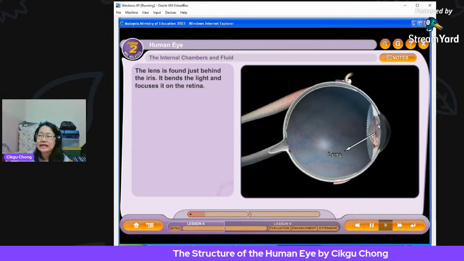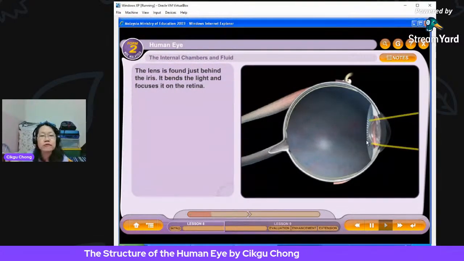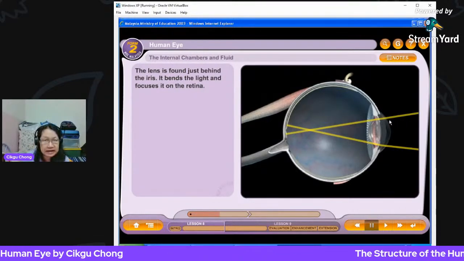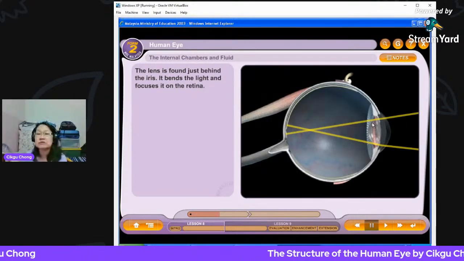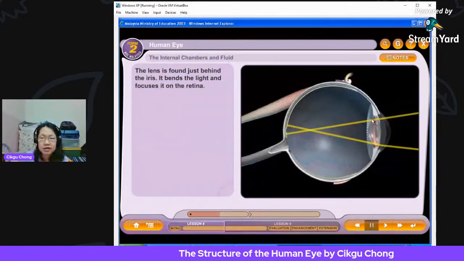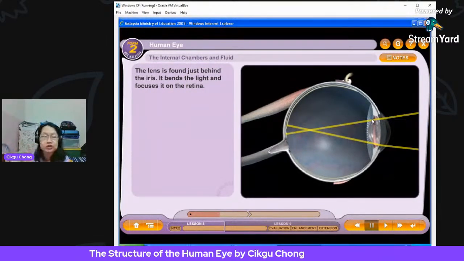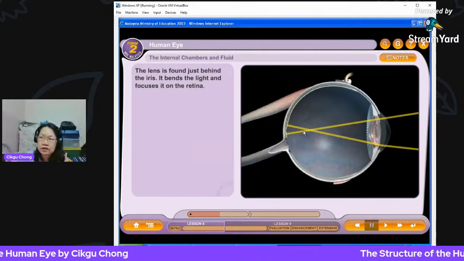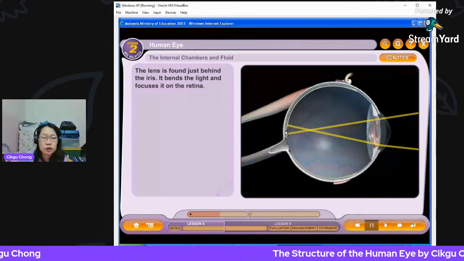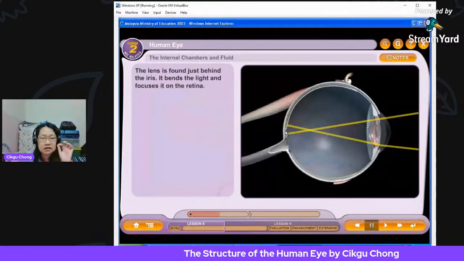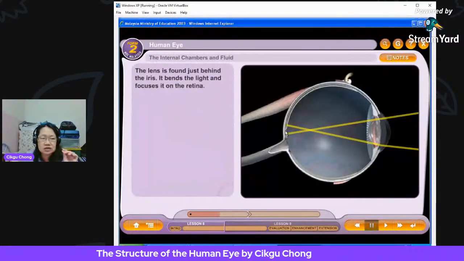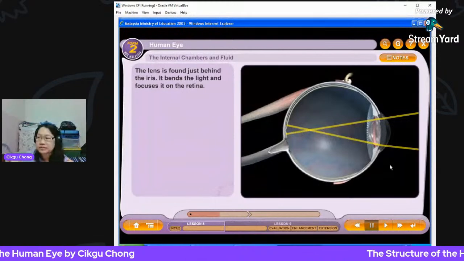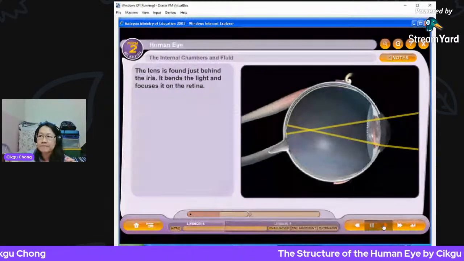Now, the lens is very important. It helps you to focus the light. You see these yellow lines, these are the light rays coming from the outside. When they enter a material of different density, they will bend, and you can see that they will focus onto a spot here. This is the yellow spot, which has a lot of these cells sensitive to light. So this is how the light rays will be focused.